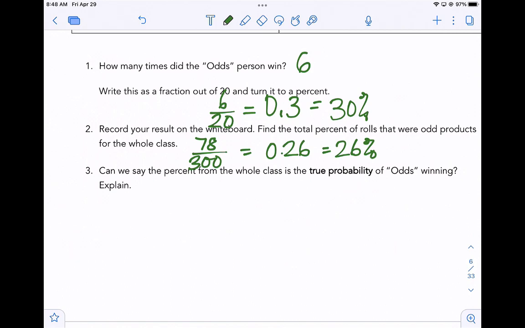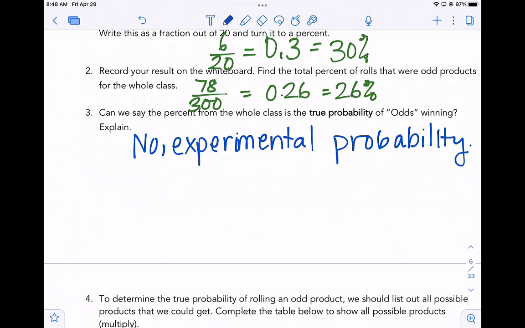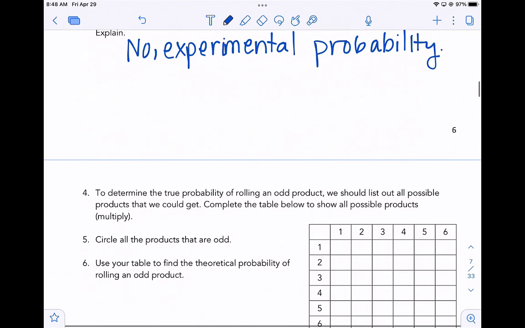Can we say that the percent from the whole class is the true probability? And we would say no. This is the experimental probability. All right, and to get the actual probability, you would have to keep playing the game forever to get the true probability. Number 4, to determine the true probability of rolling, we would have to look at the theoretical data.